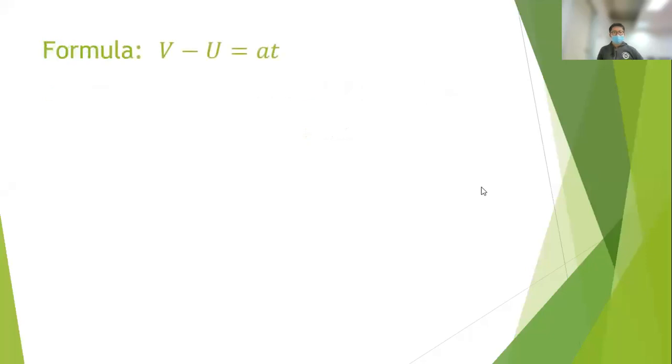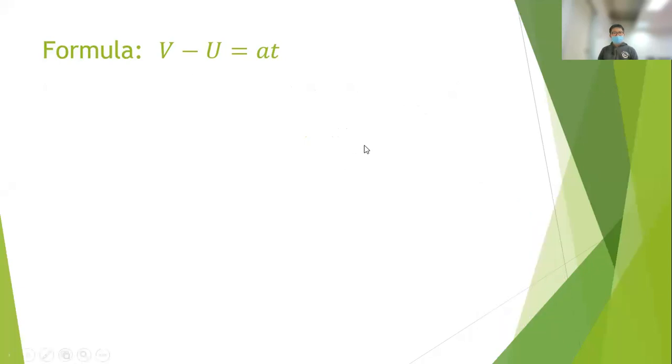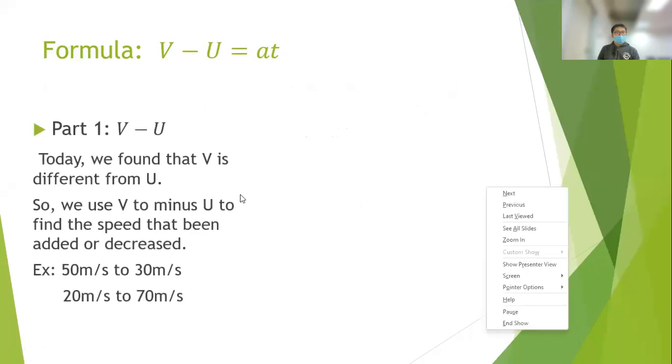So here's the formula of this motion. v minus u equals a times t. Let's have a look at the first part. Part 1, v minus u. Today we found that this v is different from u, as in the previous video we have seen. The velocity is changed. So we use this v minus u to find the speed, or we can say the velocity, that has been added or decreased.